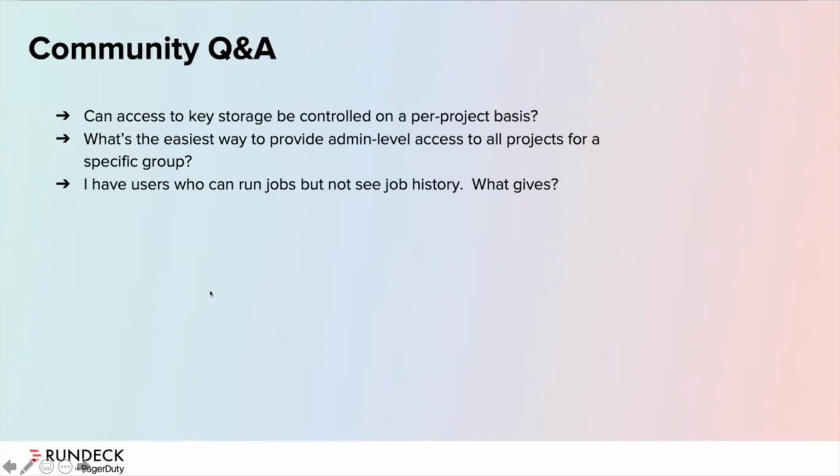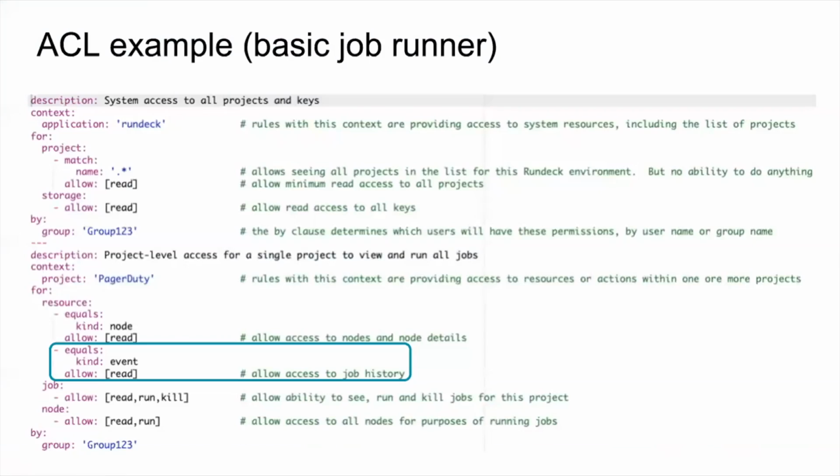I have users who can run jobs but not see job history. What gives? All right, that's a fair question. I did allude to this as I went through, and I copied over what we had. So this was the policy we looked at. I've highlighted the piece that's necessary. If you tried to create your own policy, which it sounds like someone did, and you didn't have enough for them to get job history, just make sure that you're allowing events with a read permission under that project context, and that will let them see the job history. Without this, they can run the job, but they can't see the activity history, which is what was being referenced.